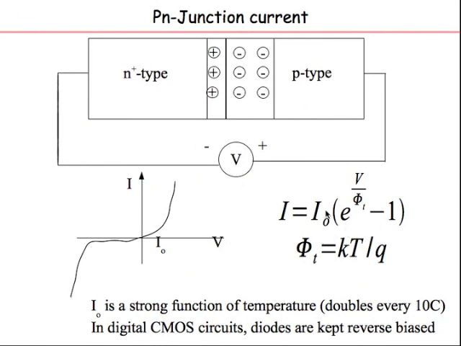Now the thing is that the current equation is given in this fashion. For the forward bias, phi t is the thermal voltage, K is Boltzmann constant, T is temperature, Q is the charge. And the important thing here is that this I naught, which is the current when it's reverse biased, is a strong function of temperature. Okay, that again comes back to silicon and how when you have higher temperature you break more bonds and you have more free carriers available to conduct.